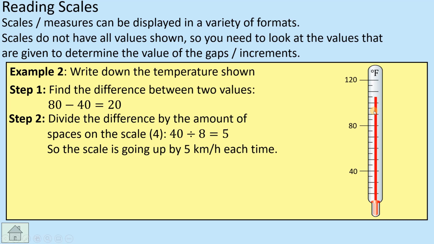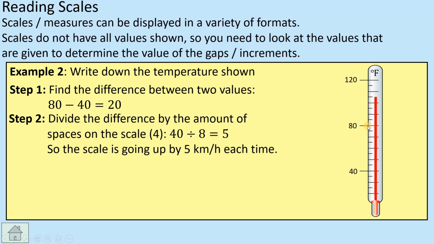There's 1, 2, 3, 4, 5, 6, 7, 8. So there are 8 gaps. So we're going to do 40 divided by 8, and not the 20, and that's going to give 5. So again, like the speedometer, really, it increments in 5 each particular time. So when we're trying to read this particular one, we can either go from 120 count down in 5s, or we'll go from 80 up in 5s.